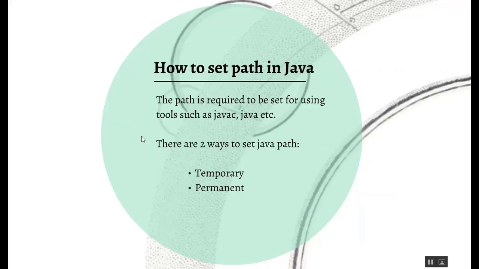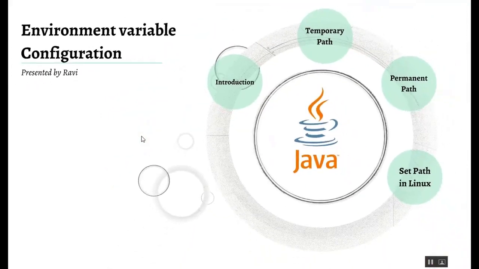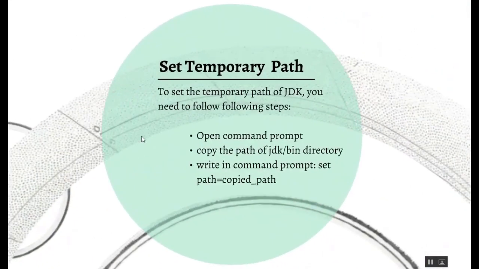There are two ways of setting a path in Java. The first is temporary and the second is permanent. Let's see how we can set a temporary path. To set up a temporary path of the JDK, you need to follow these steps. First, open the command prompt, then copy the JDK bin directory where your Java is installed. In the command prompt, you need to write set path equal to and your copied path.